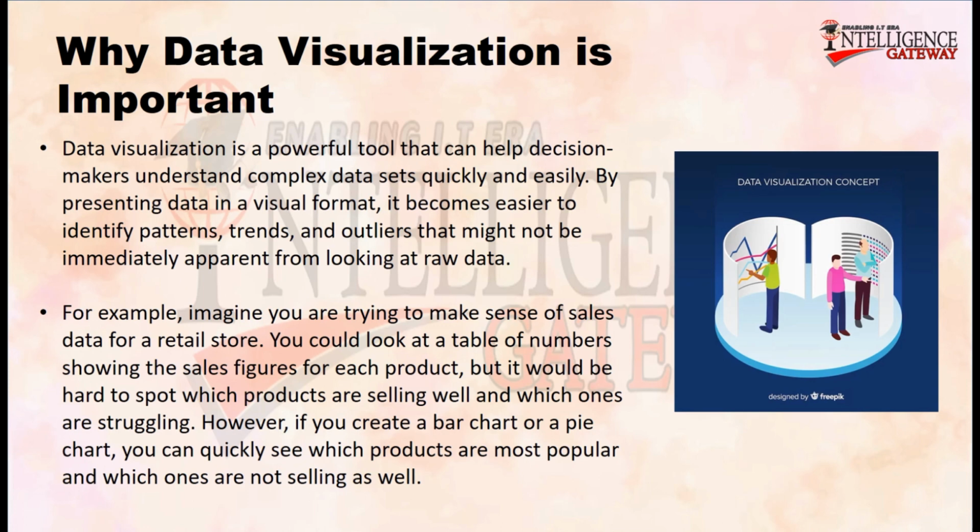For example, imagine you are trying to make sense of sales data for a retail store. You could look at a table of numbers showing the sales figures for each product, but it would be hard to spot which products are selling well and which ones are struggling. However, if you create a bar chart or a pie chart, you can quickly see which products are most popular and which ones are not selling as well.